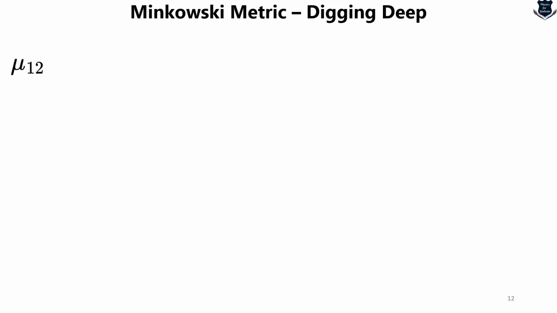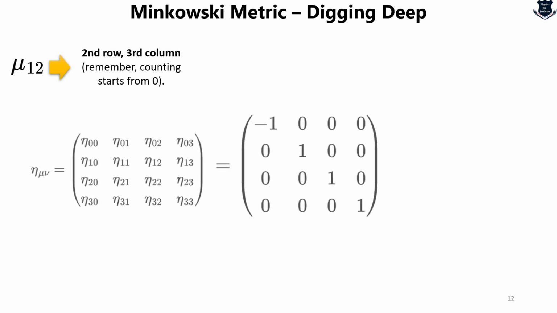So we turn the page, and for example, here you can see, this is just an example. Eta 1 2 means second row third column, but remember one thing, that the counting actually starts from 0. So that is how it is. You take 1 2, it means this, you take 1 3, it means this, and so on. So here, if I take eta 00, we have already seen it corresponds to this one, which is -1.